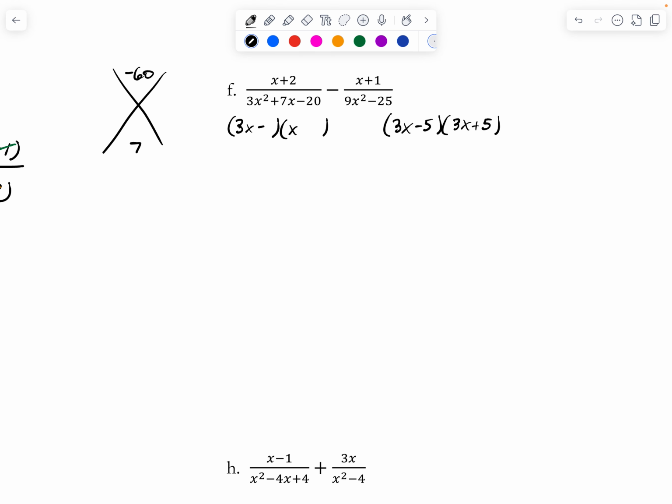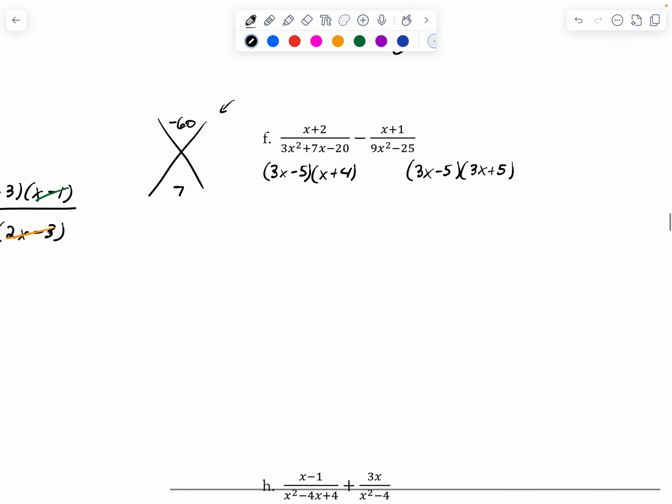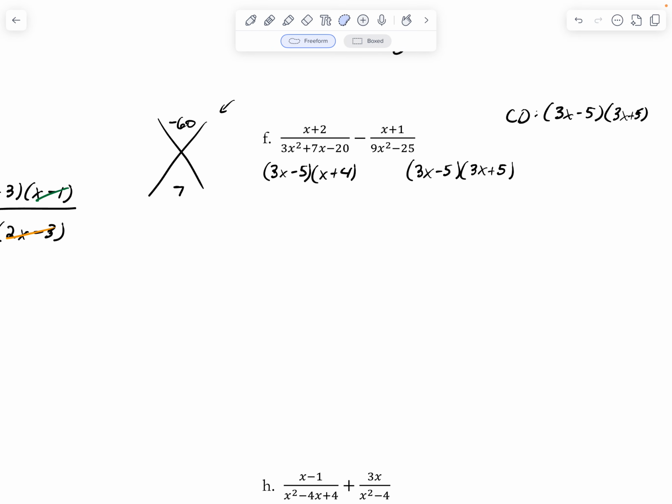So I did minus 5 and plus 4. When I multiply negative 5 times 4, I get negative 20. 3x times 4 is 12x. Negative 5 times x is negative 5x. Putting those together gives me positive 7x. But again, if you used this tool over here and split the middle, you get those same things. So my common denominator is going to be 3x minus 5, 3x plus 5, and x plus 4.